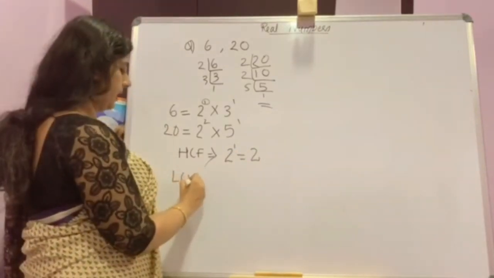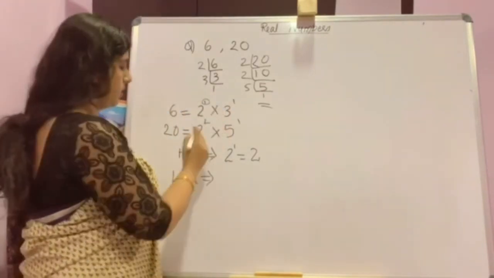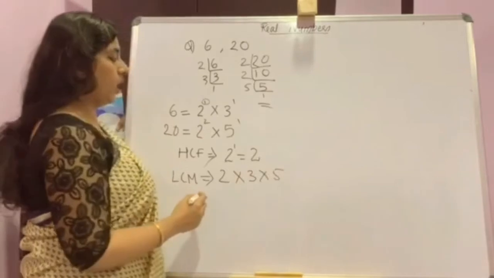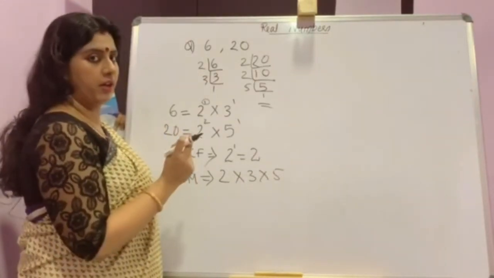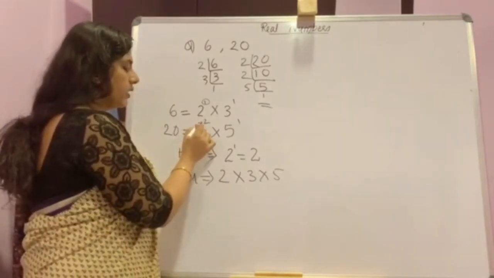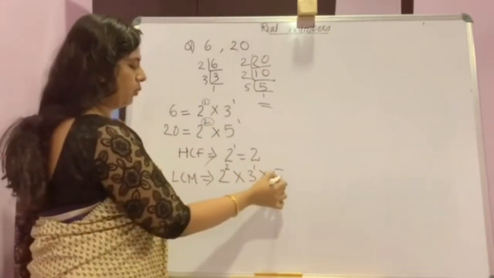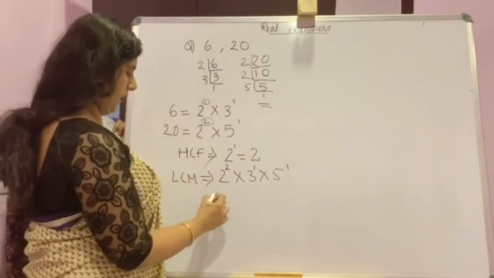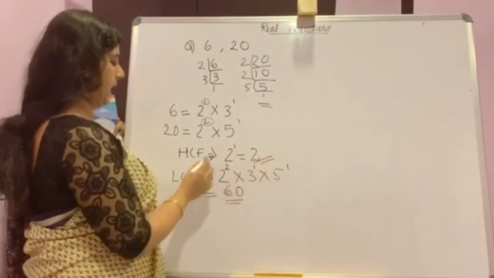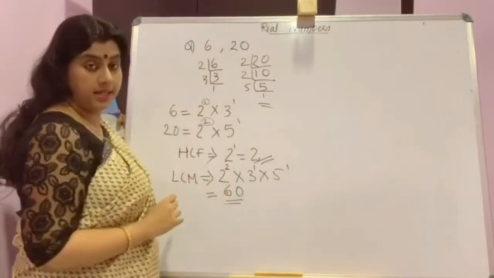Now next, LCM. We have to consider each and every factor here. So which are the factors? 2 is there, 3 and 5. Now we have to consider the highest power of each factor. In the case of 2, the highest power is 2. So in LCM, the highest power of 2. 3 is having again 1, 5 also 1. Now LCM is 60. So HCF of 6 and 20 is 2 and LCM of 6 and 20 is 60.